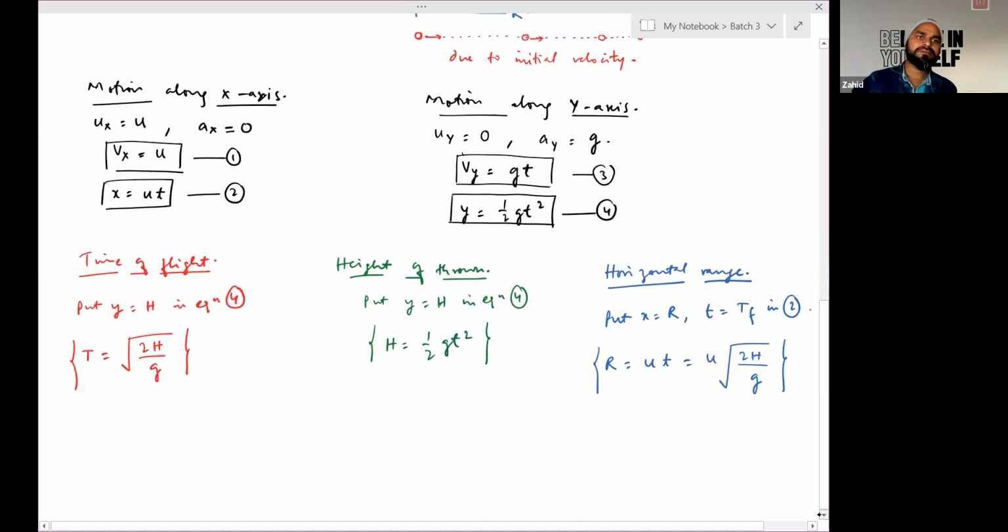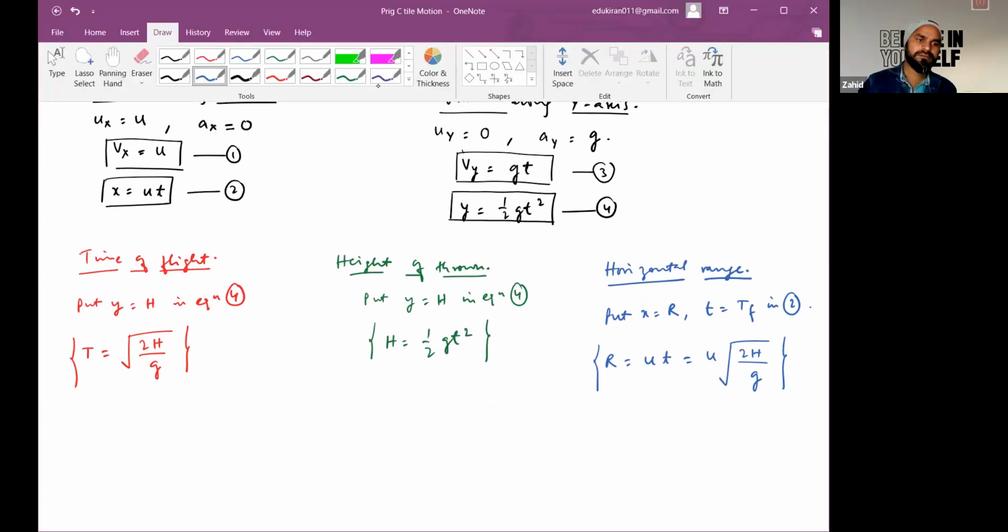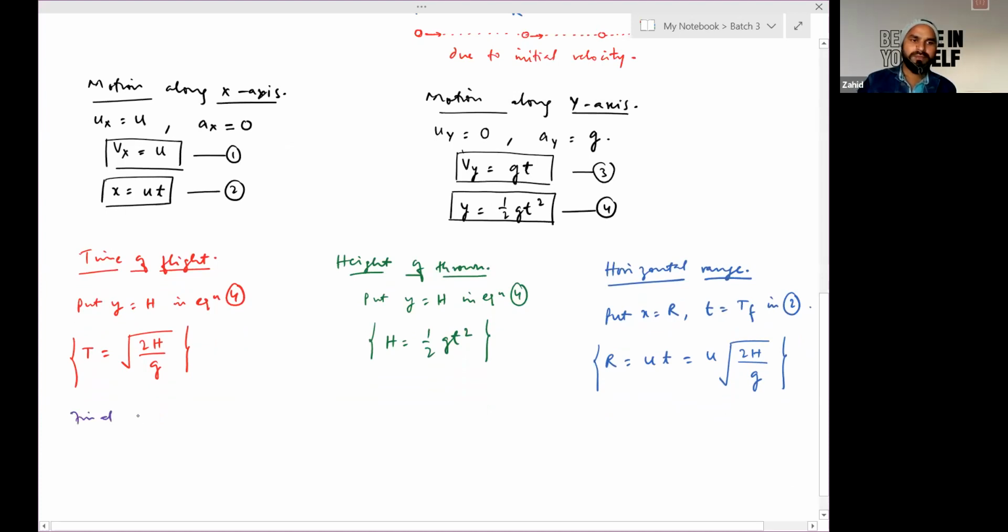Next is final velocity of hitting the ground. So v is the resultant of the x component and y component, so it will be root of vx squared plus vy squared. As we have vx equals u and vy equals g into t, put these two terms in the above equation, and you will get the final velocity of the body at any instant.